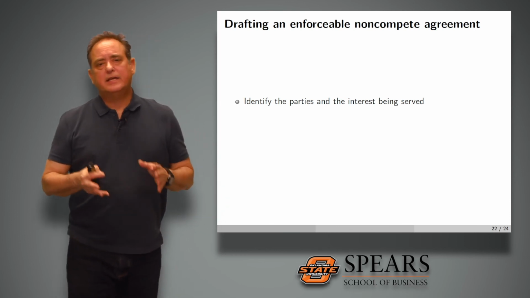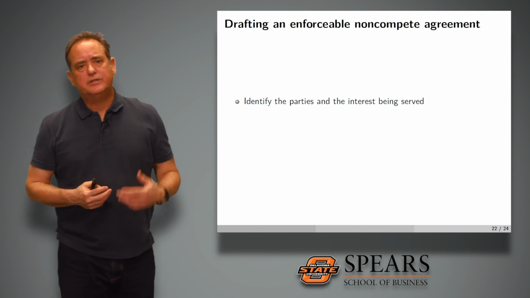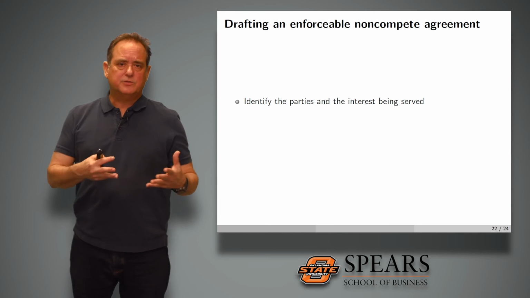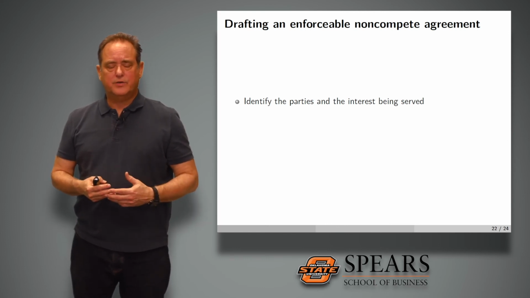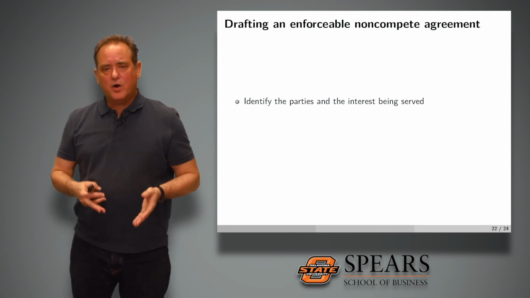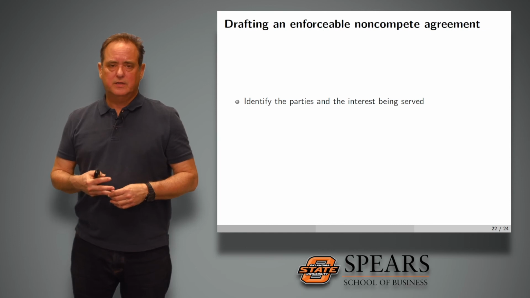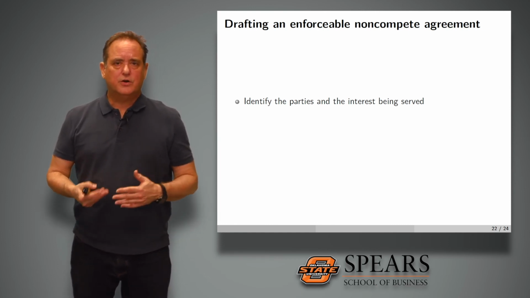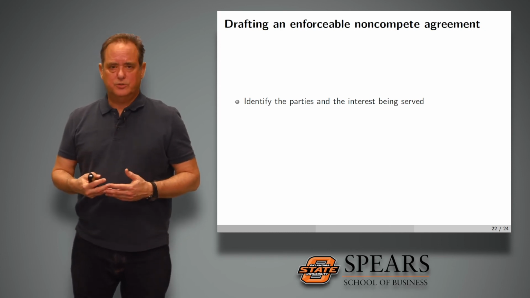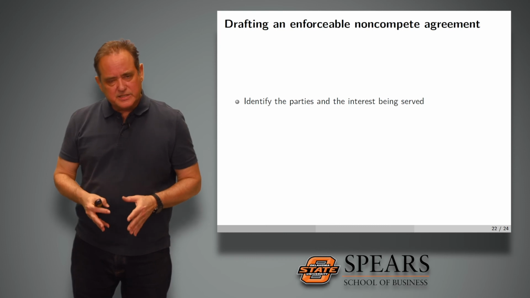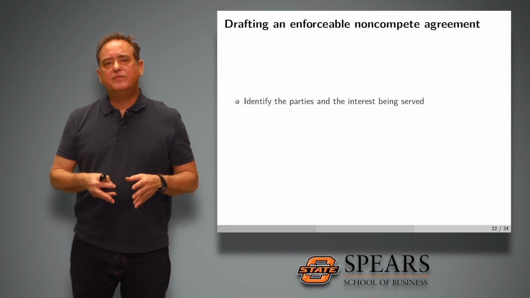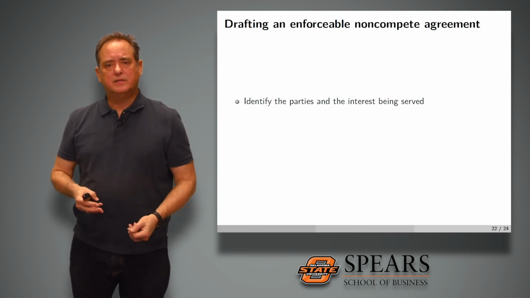Finally, we come to the last thing, and I've uploaded a document on D2L that you should really look at in terms of drafting an enforceable non-compete agreement, because again, that's what I'm going to have you do as part of your writing assignment. And the first is to identify the parties and the interests being served. If you want to ensure your non-competition agreement is enforceable, one of the things you will do is to make it as specific as possible. Identify the parties and then identify what is the purpose of the agreement.